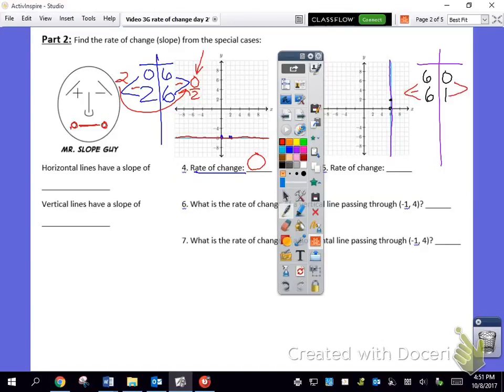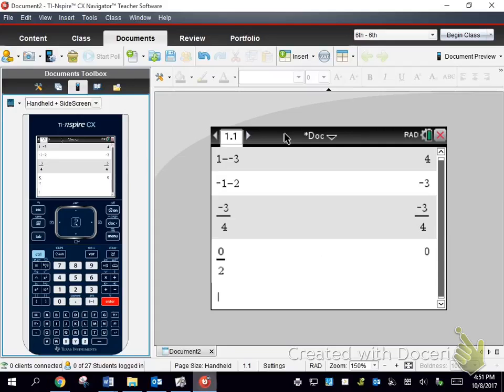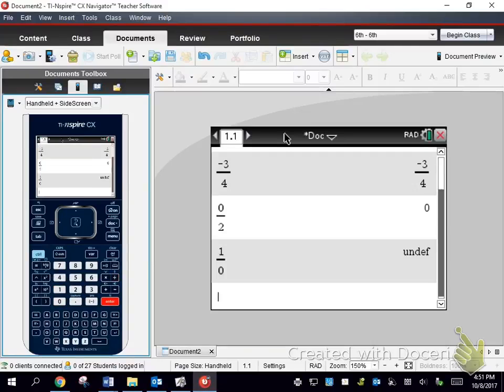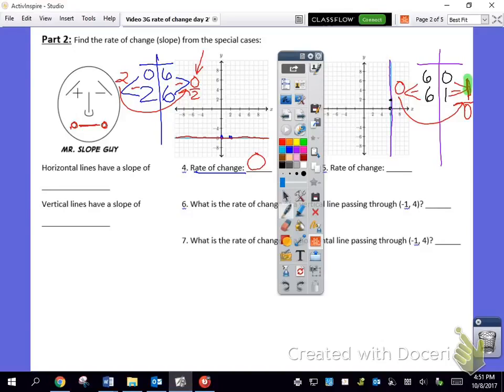And I'm going to subtract. 6 minus 6 is 0. 1 minus 0 is 1. I'm going to swing that over. Now, I have to enter from the top down, so I have to enter the 1 first. So this is 1 divided by 0. And notice it comes up undefined. So when it's a vertical line, it's undefined.